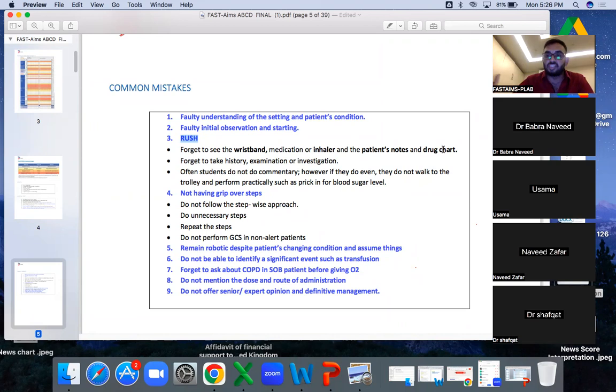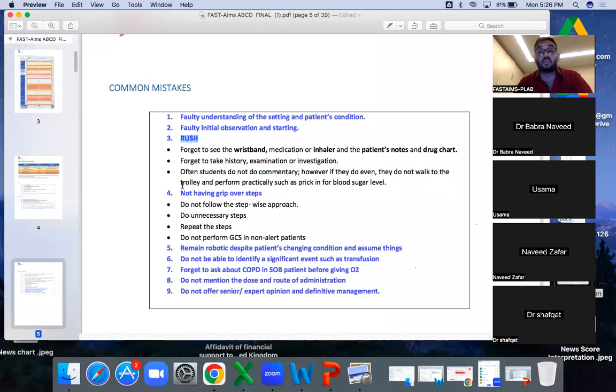We are going A, B, C, D, E approach, and we have not done that. Similarly, we forget to sometimes take history, examination, and investigation because of that rush again. Often students do not do commentary because of that rush. They do not do commentary, they do not involve the patient, and your IPS score comes very low because of that, because IPS carries 4 score out of 12.